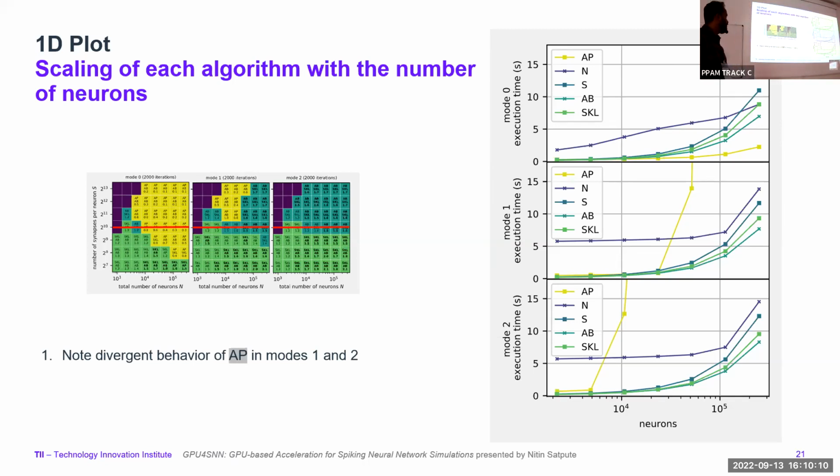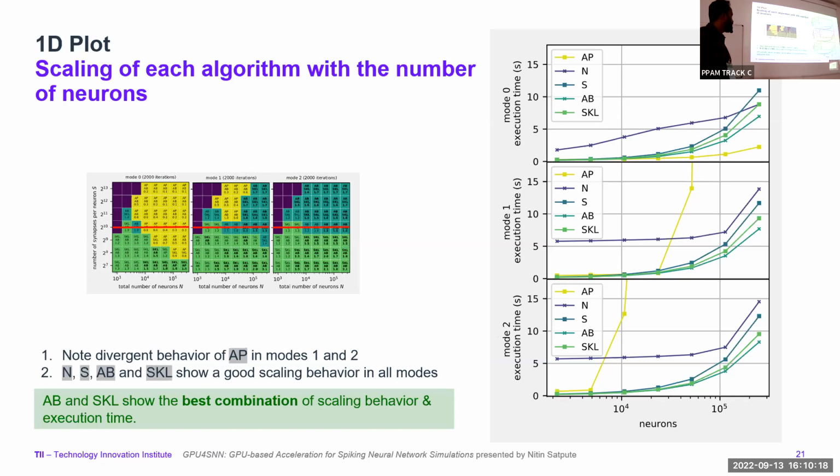Note the divergent behavior of AP in modes 1 and 2. You can see that it's growing exponentially. AB and SQL show good scaling behavior in all modes, and the best combination of scaling behavior and execution time.